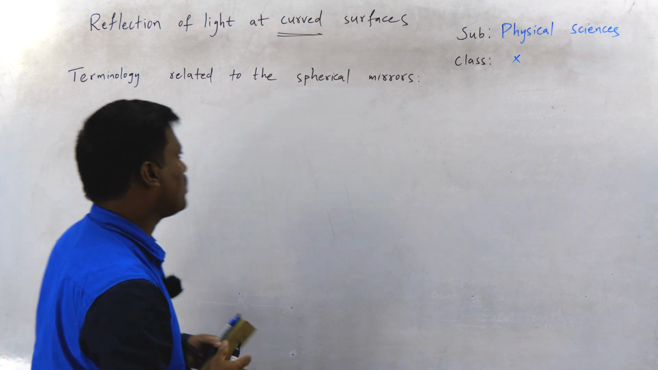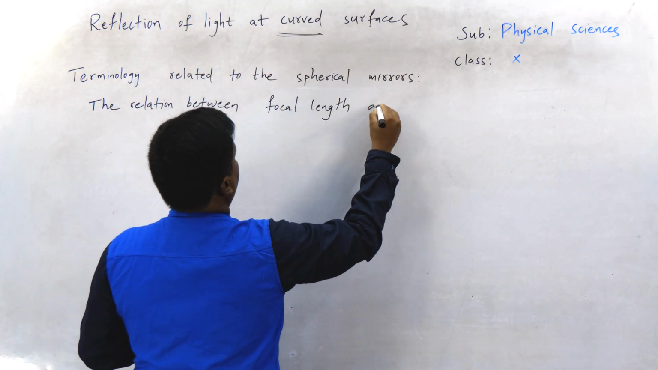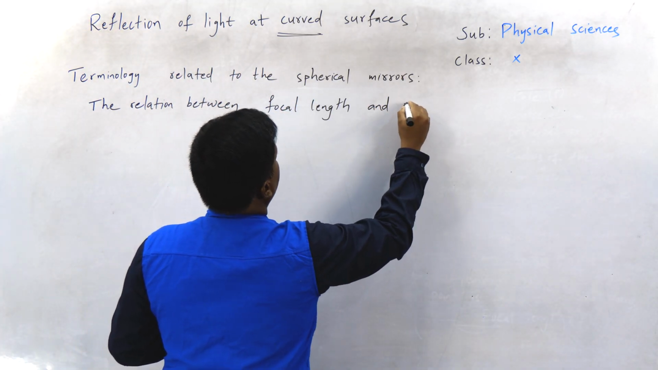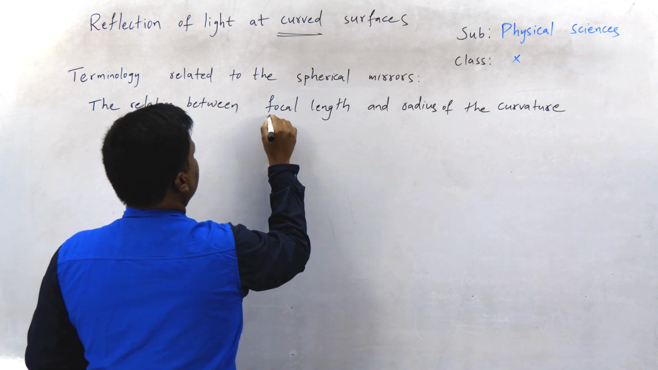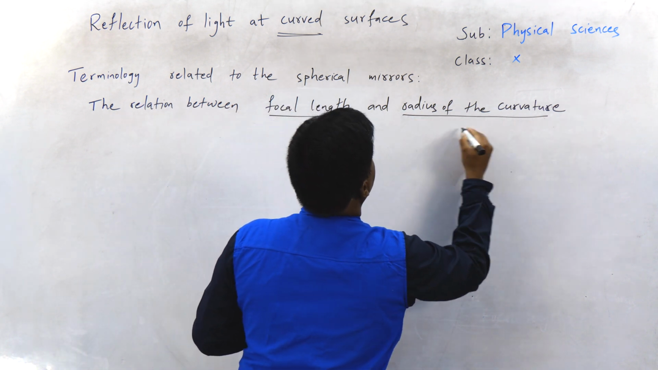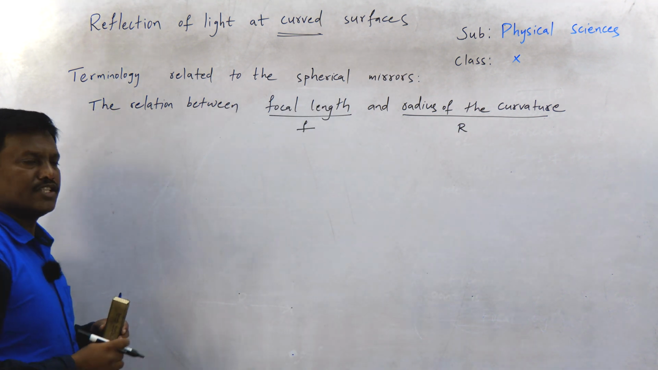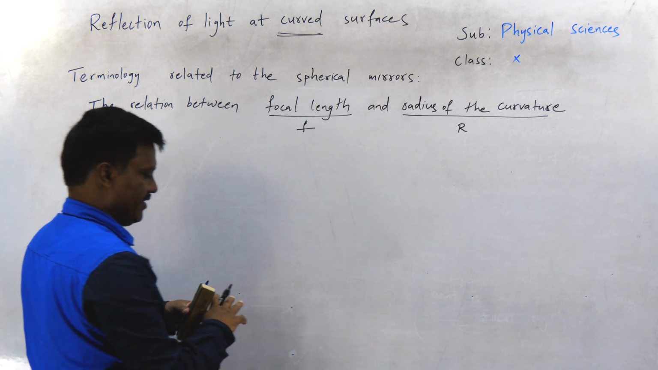Now we are going to talk about the relation between focal length and radius of the curvature. Focal length is denoted by small f, radius of the curvature is denoted by r. Now we are going to find the relation between this focal length and radius of the curvature.